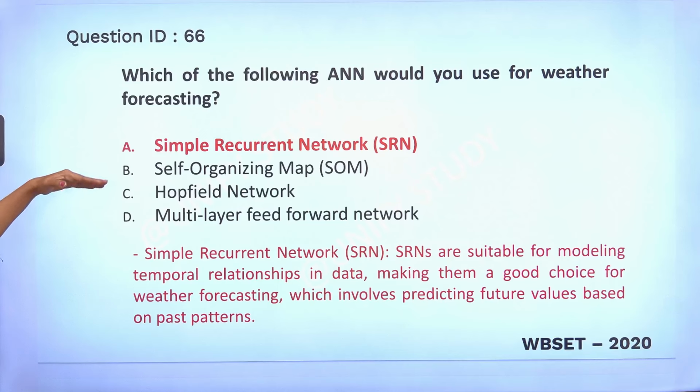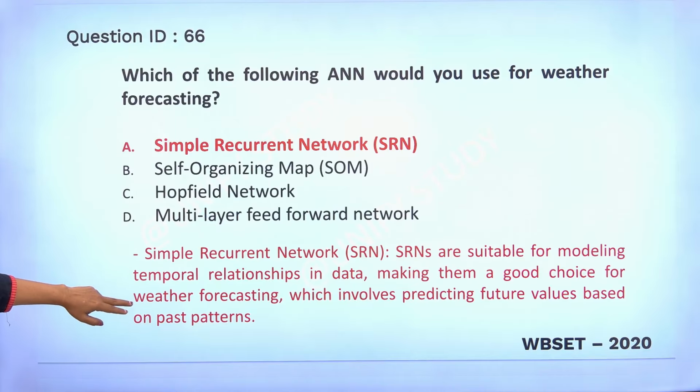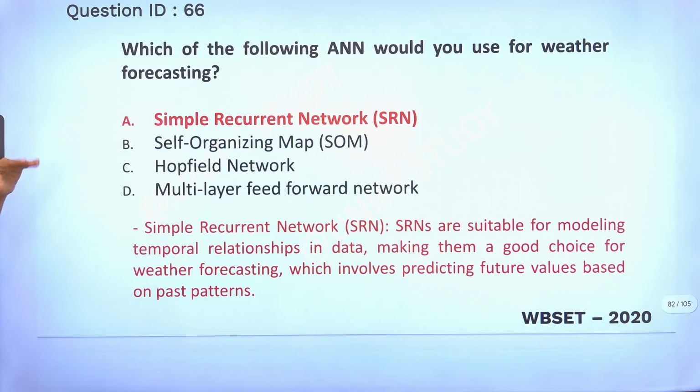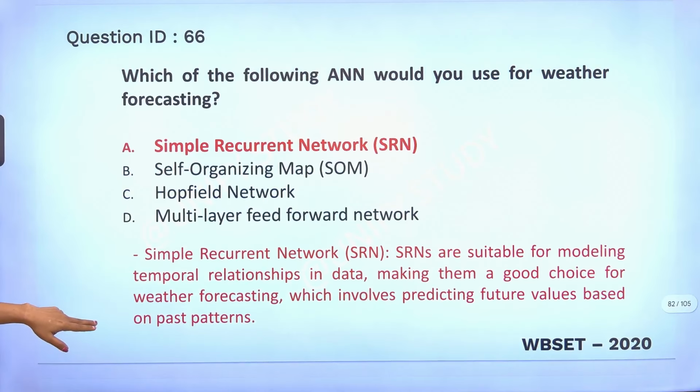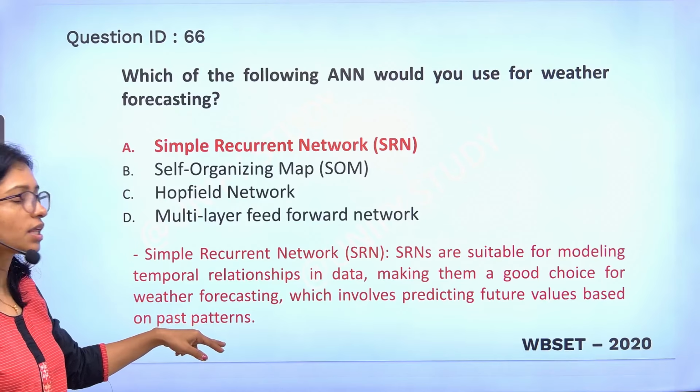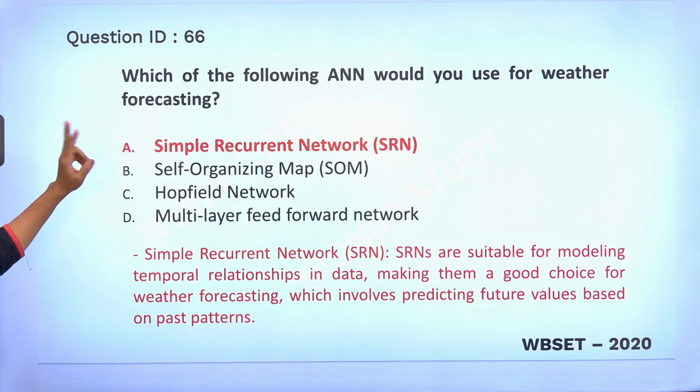Very important. Simple recurrent neural network is suitable for the temporal relationship in data, that is time-bound relationship in data, making it a good choice for weather forecasting because it is time related. Weather forecasting is also time related. That's why it is able to predict future values based on past patterns. So the answer is this one.